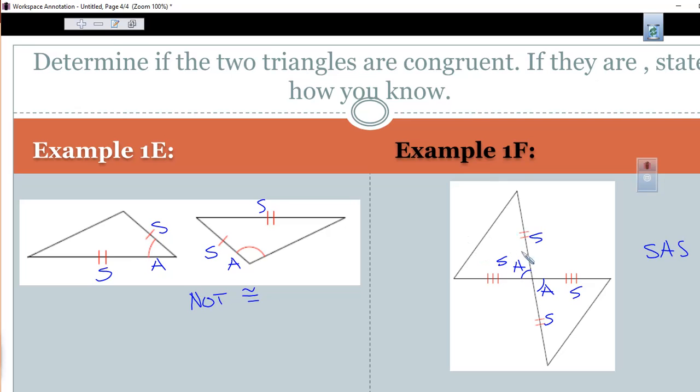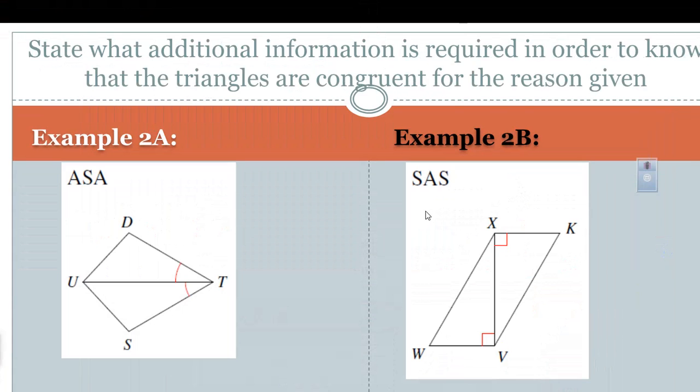So we were given two parts of information. Sometimes we had to find our third, or sometimes they gave us everything to determine whether our triangles are congruent or not. So now in this next part, they're going to give us what they want us to prove it by. And we need to know what was the given information that we should have had in the beginning, not what we knew. So we'll do the first one together.